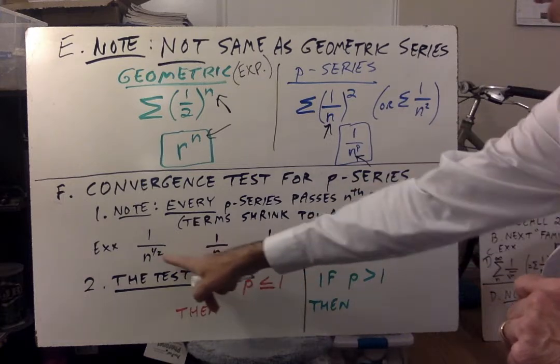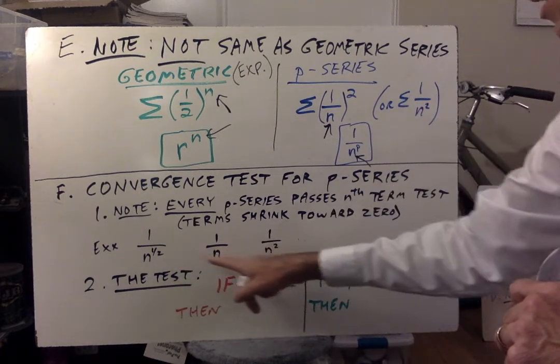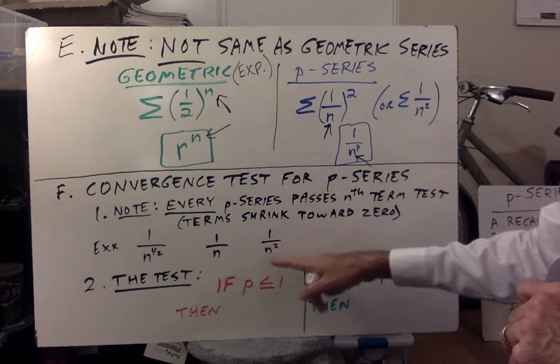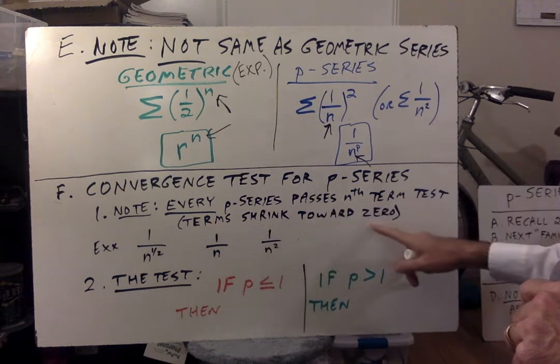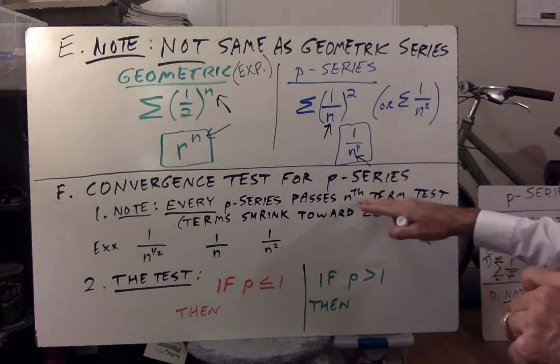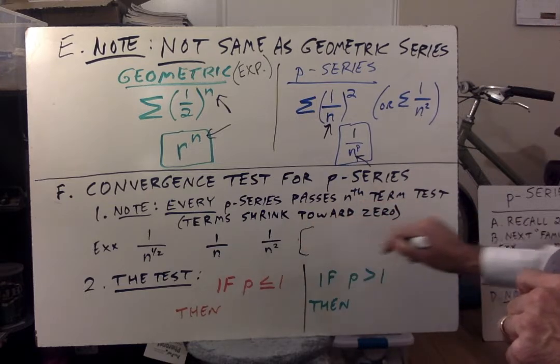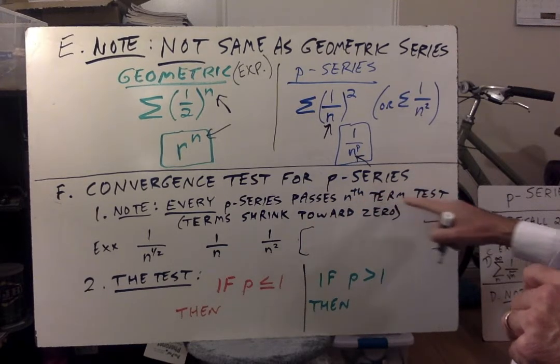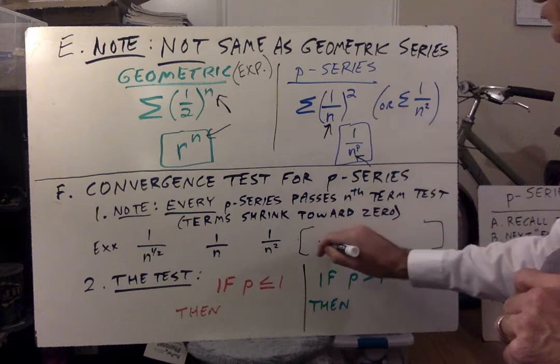Just by the nature, look at these. Think of n getting bigger and bigger and bigger for all three of these. The terms shrink towards 0. The terms approach 0 in every P-series as n gets bigger and bigger. So every P-series will pass the nth term test. And what does that tell you? What does it tell you if a series passes the nth term test? It tells you nothing.